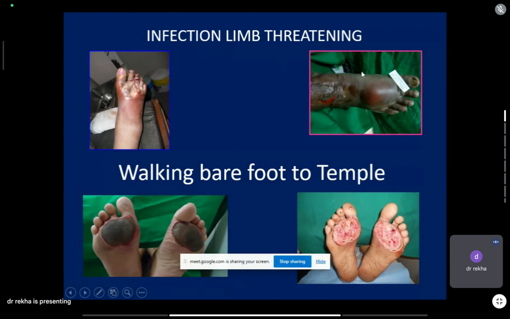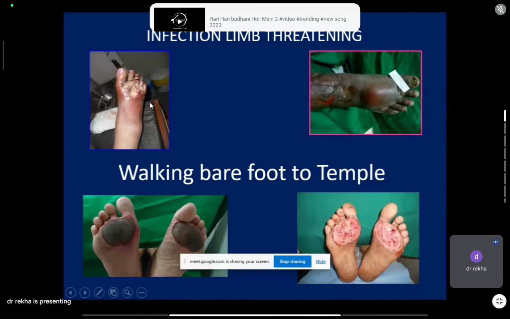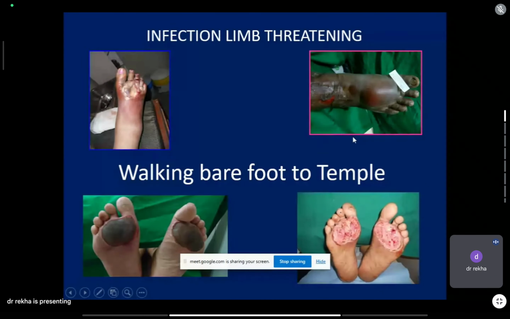So these are the limb-threatening diabetic foot infections. In this patient, we have to go for the metatarsal amputation. All 5 toes were amputated. In this case, there is hot fomentation, and this is a limb-threatening condition. During this season, patients go to Baba Dham, walking barefoot, followed by this type of ulceration, and you can see there is an ulcer after the debridement.